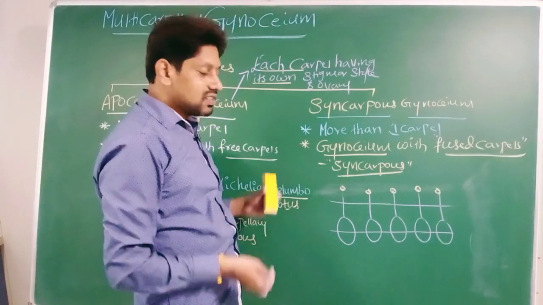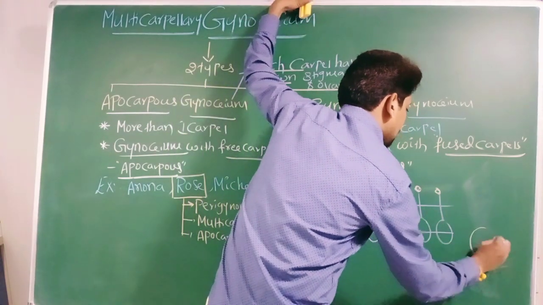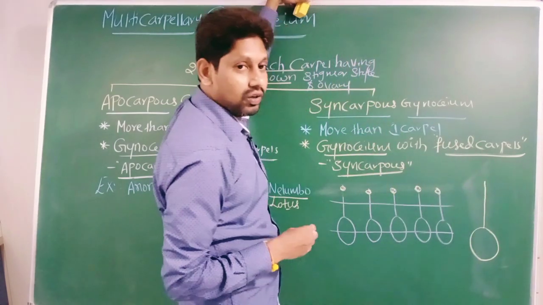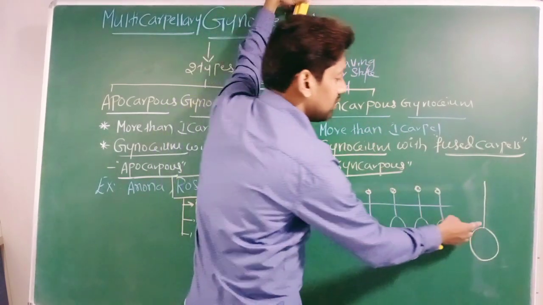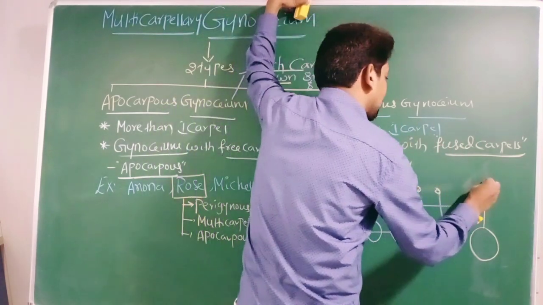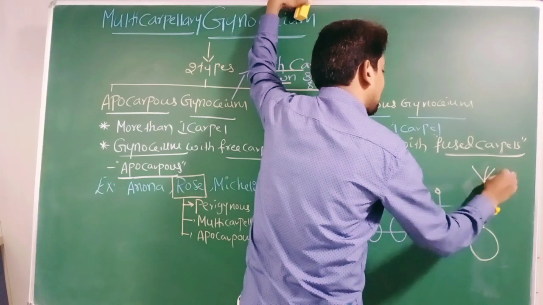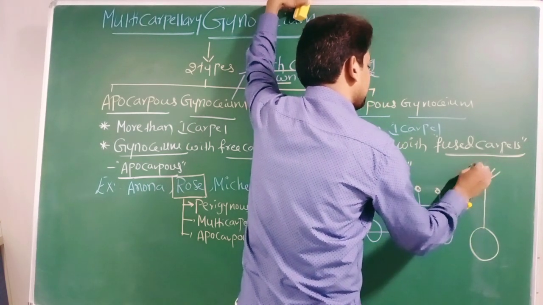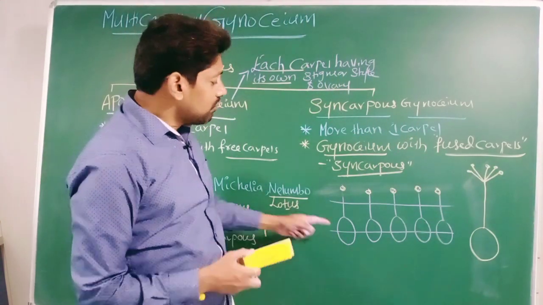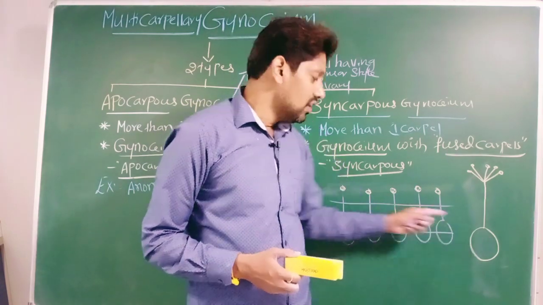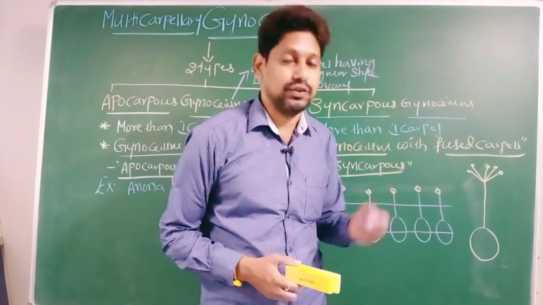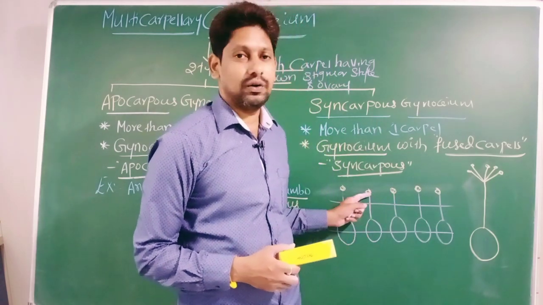Now see. 5 ovaries are fused and form a single ovary. 5 styles are fused and form a single style. But these 5 stigmas are not fused. You can see the diagram. 5 ovaries fused, formed a single ovary. 5 styles fused, formed a single style. But these 5 stigmas, they are not fused.